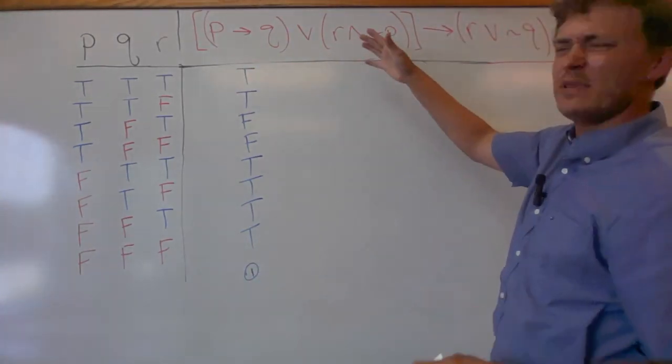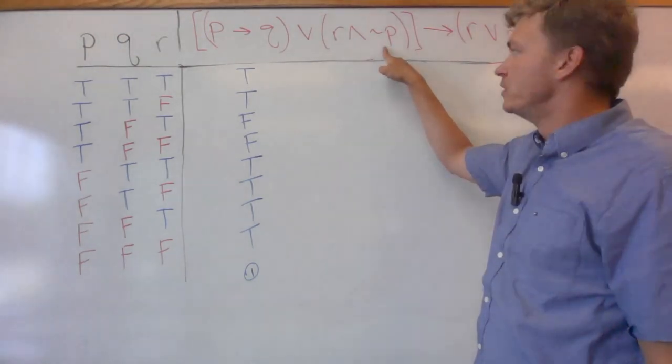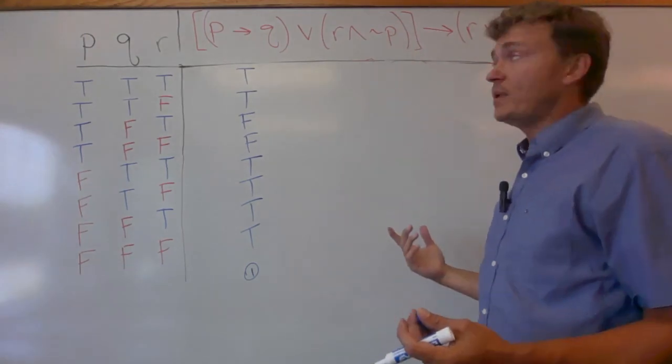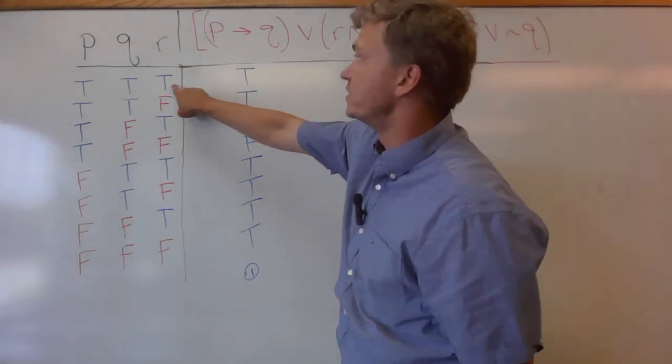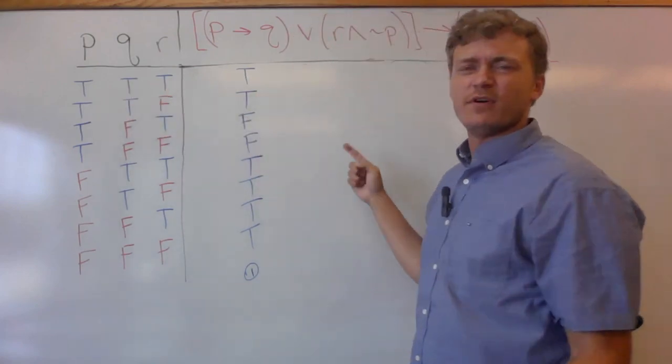Now with this one, maybe this is where we could get a little tricky. We don't have not P readily available, right? We have P, and maybe we could think in our heads, well, I'm just going to switch what I'm working with. And that could be the case too, right? If R is true, not P is false, true and false is false. See, it can get messy.